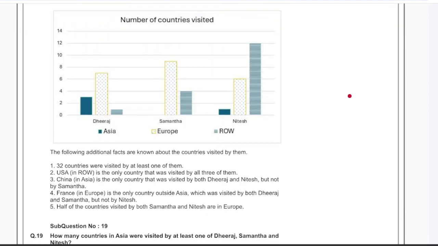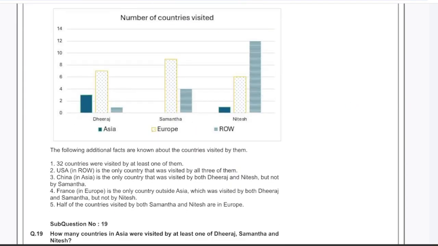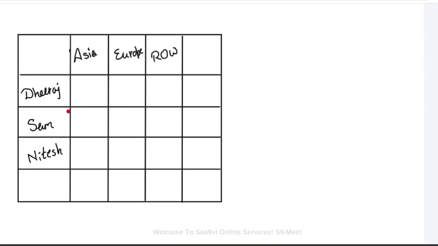So let's first of all, without wasting any time, summarize. As we always say in the CAT, it is very, very important to summarize and understand each and every instruction. So the first instruction, the complete information. So let's go ahead and make a chart for this. First of all, let's make a small table for it. So here comes the table. On the left hand side, we have written the names of the 3 persons, Dheeraj, Samantha, and Nitesh, and on the top, the countries they are visiting.